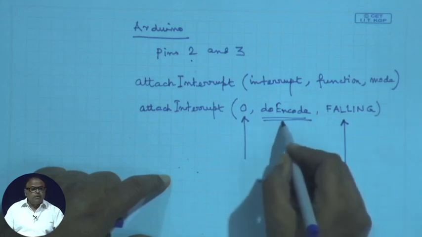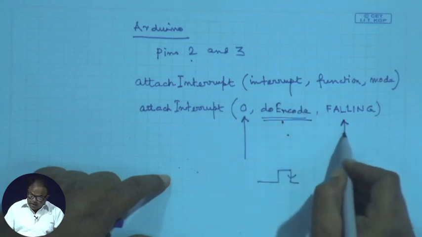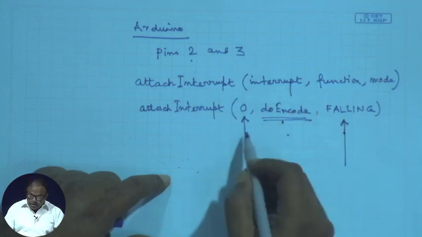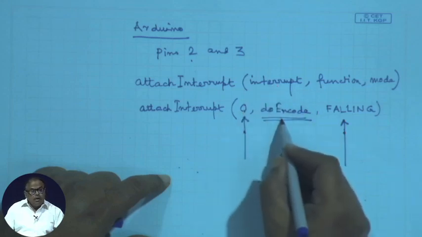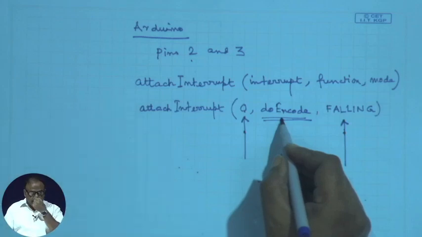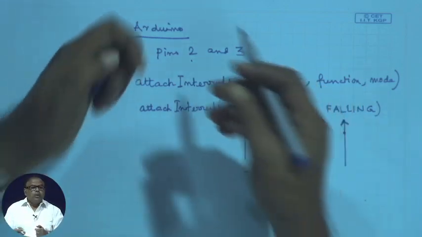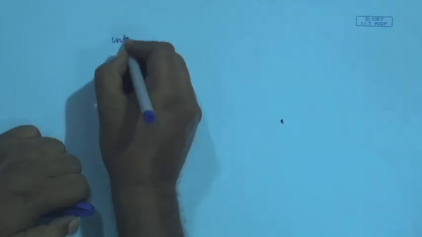This is the interrupt service routine. As some falling edge occurs at this pin, the 0th interrupt will activate the interrupt service routine do encode. No, there are two interrupts, 0 and 1. So, the pin is this. Yeah. Here I am just writing a small piece of code for interrupt. I think it will make it clear.